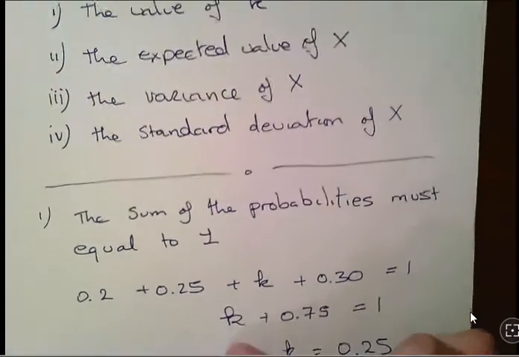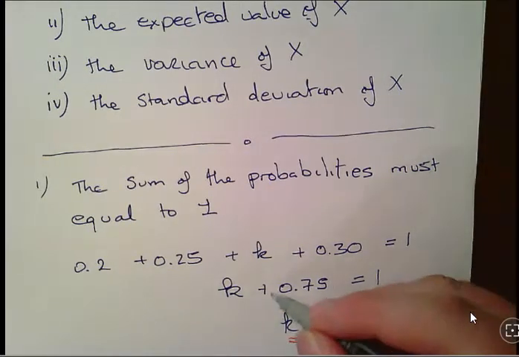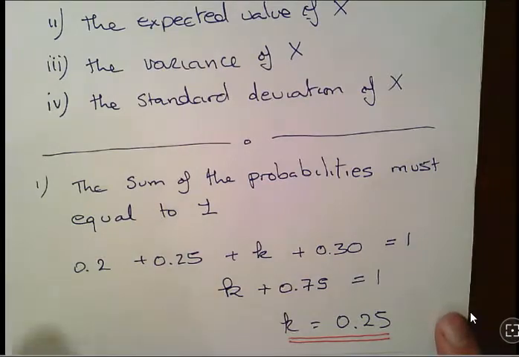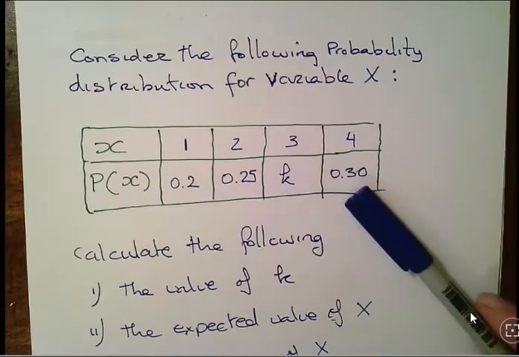Now, the first question is actually very straightforward. The sum of the probabilities must add up to 1 for it to be a proper probability distribution, okay? So 0.2 plus 0.25 plus k plus 0.3 must equal 1. Otherwise, it's not a proper probability distribution. If you add up 0.2, 0.25 and 0.3, and leave k aside, we can re-express the left-hand side as k plus 0.75 is equal to 1. And necessarily, k must be equal to 0.25. So that's the first one done. Simple enough. All of these values must add up to 1.